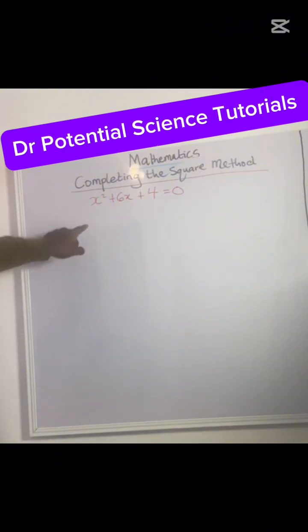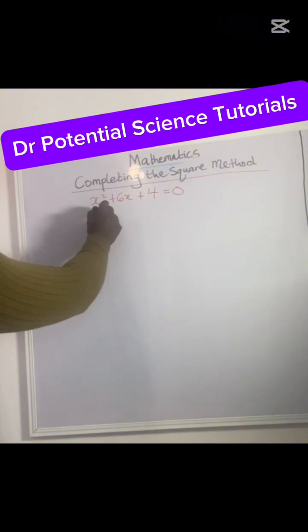There are certain steps that you have to follow when you are solving a quadratic equation by the completing the square method. The first step is to bring the constant to the right hand side. Make sure the constant is on the right hand side. So you have x squared plus 6x equals minus 4. Second step is to make sure that the coefficient of x squared is 1. If you look at this quadratic equation, the coefficient of x squared is already 1. So that is well satisfied.